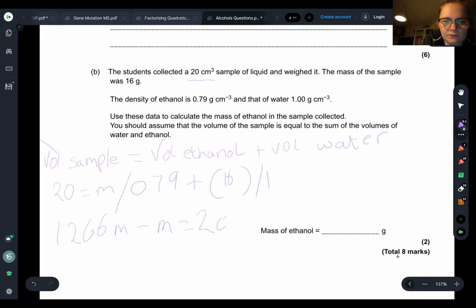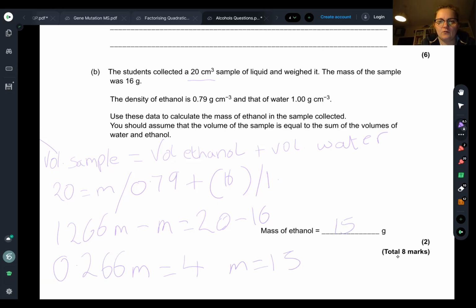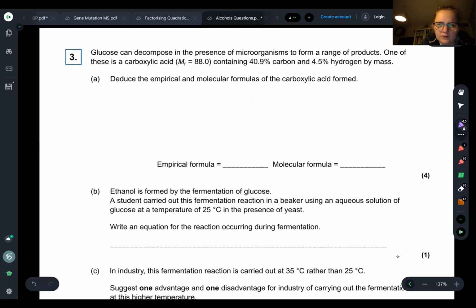20 minus 16, because we've got our 16 there. I'm just rearranging at the moment. So therefore we should get 0.266. Our mass would be 15 grams, because we're just taking that one off basically because of our 1 gram there. So yeah, I don't want to do that right now.